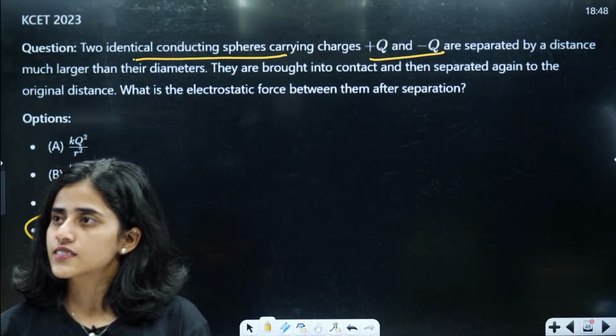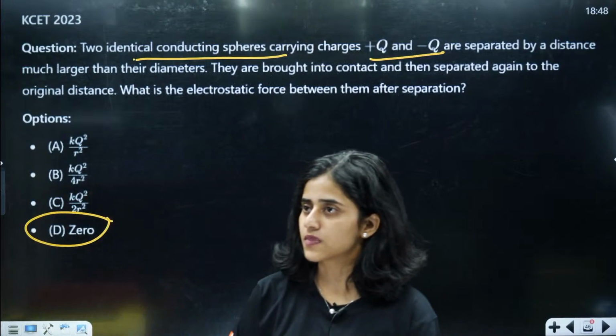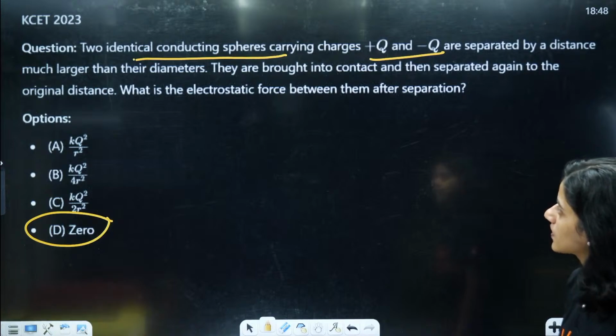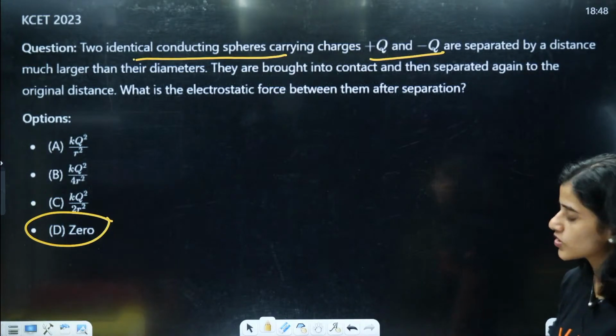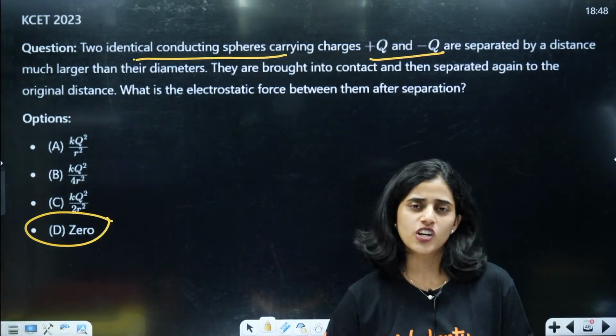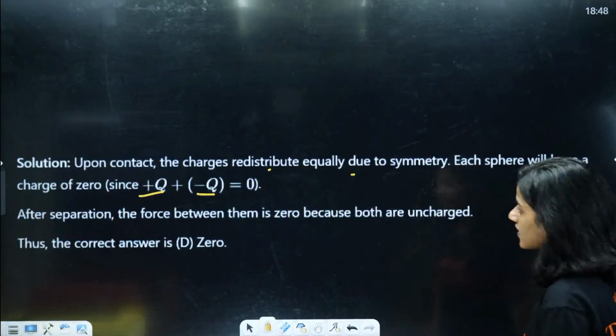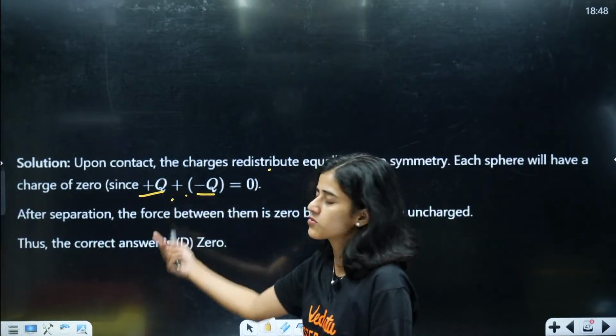Two identical. D, yes, Gautam. Yes, Pragnya, it's D. Very good. Okay. It's because these conducting spheres have opposite charges. When two opposite charges come together, and since they're conducting spheres, they redistribute and you get 0.